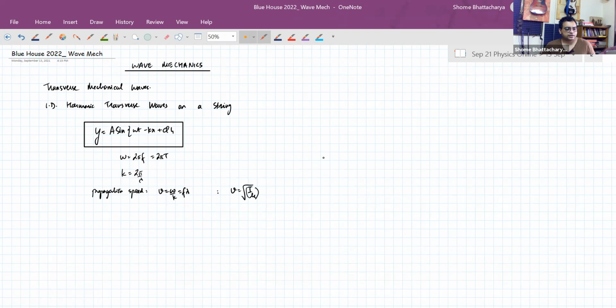And when we have this relation v equals f lambda, we understand that v is a property of the medium. It depends on the medium's properties. f is the property of the source, the simple harmonic oscillator that is creating this disturbance. So lambda becomes dependent on both the source and medium's properties. So we will continue from that point onwards today.